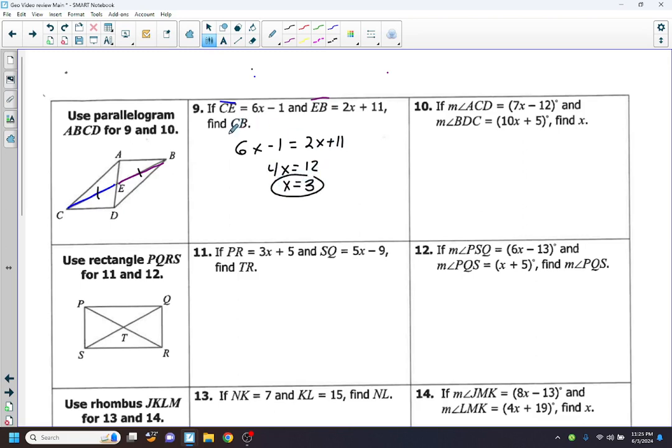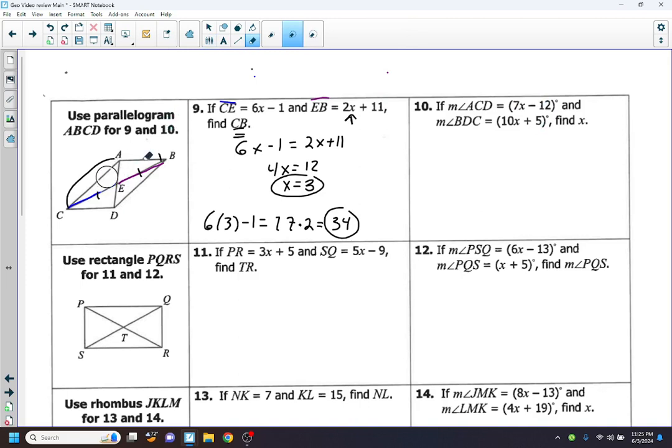Now, while that's useful, we need to find CB. So we've got to take that and plug it in. Since CB is the whole length, I could just plug it into one of them. I'll plug it into CE. 6 times 3 minus 1, 18 minus 1 is 17. And because it's 17, I times it by 2 because I know they're the same size. If you don't believe that, you can also just plug it into this one. 3 times 2 is 6. 6 plus 11 is 17. And then add it together. Anyway, your final answer should be 34 in that case.